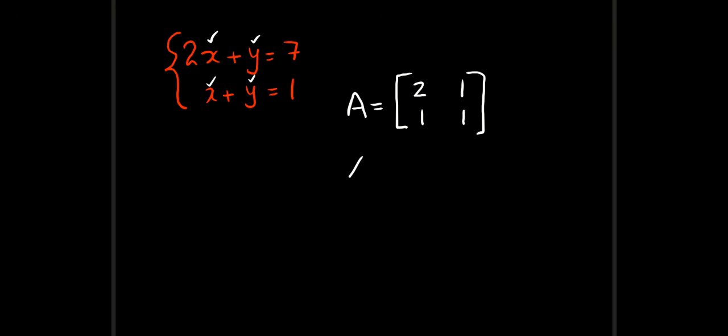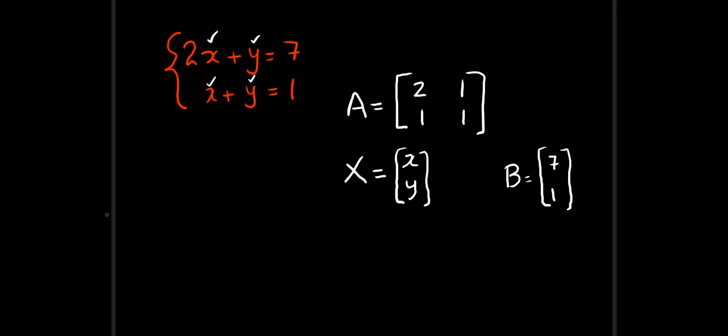Now what I do is I'll collect all the unknowns inside the matrix capital X. So the unknowns are x and y. Now the last thing to do, I'm going to collect the constants on the right side, that is 7 and 1.